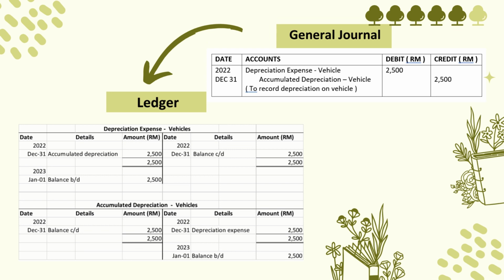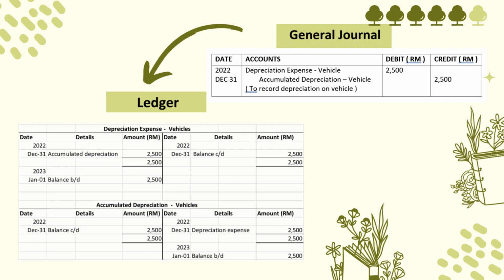Next, we can open accumulated depreciation for vehicle, where on the credit side we record the depreciation expenses 2,500, and for this accumulated depreciation we don't have a beginning balance in the trial balance because we bought the asset in the current year.